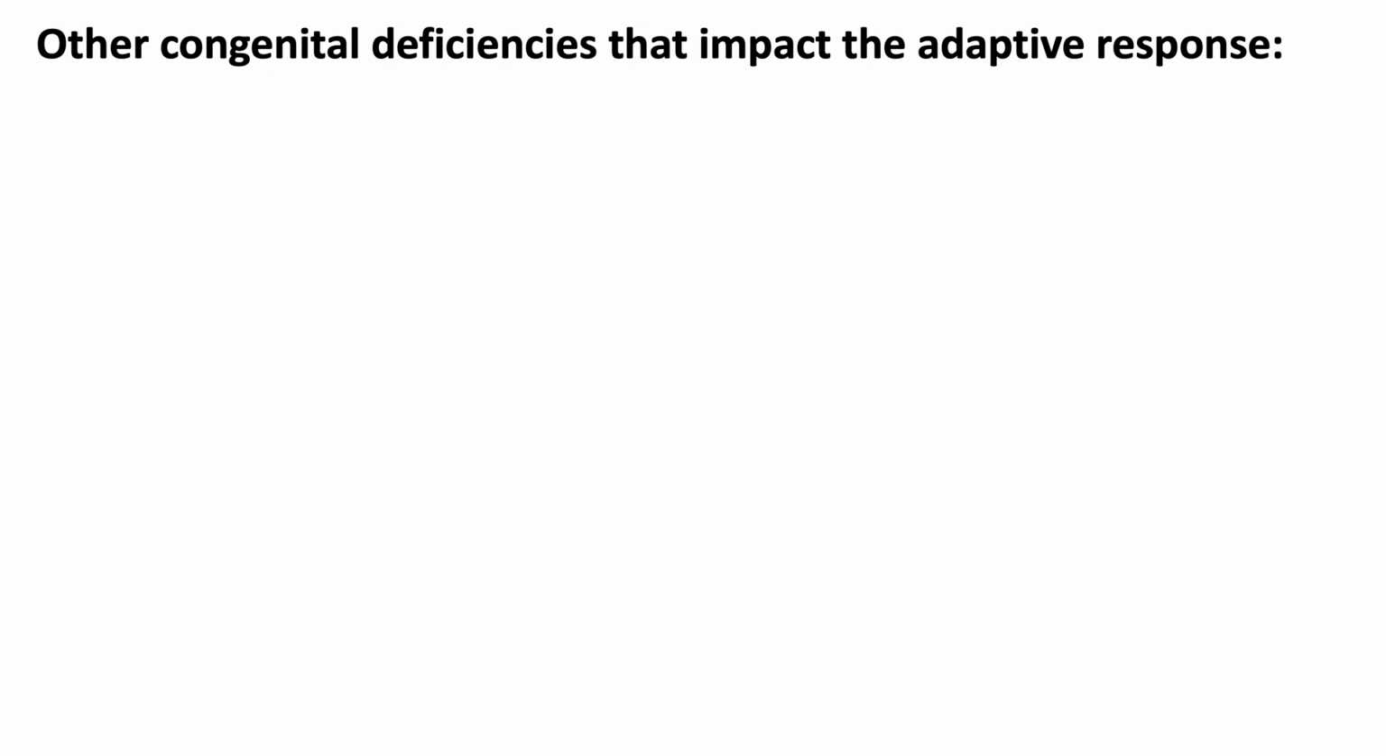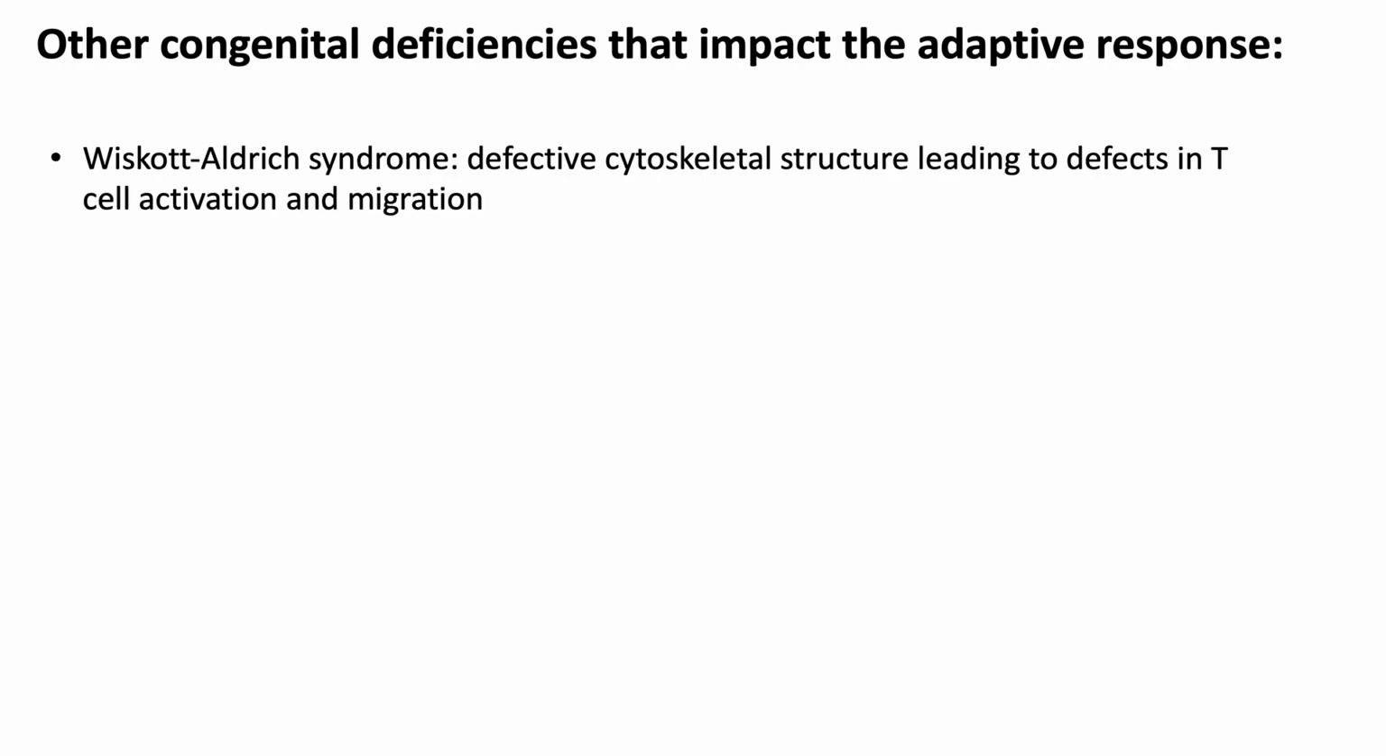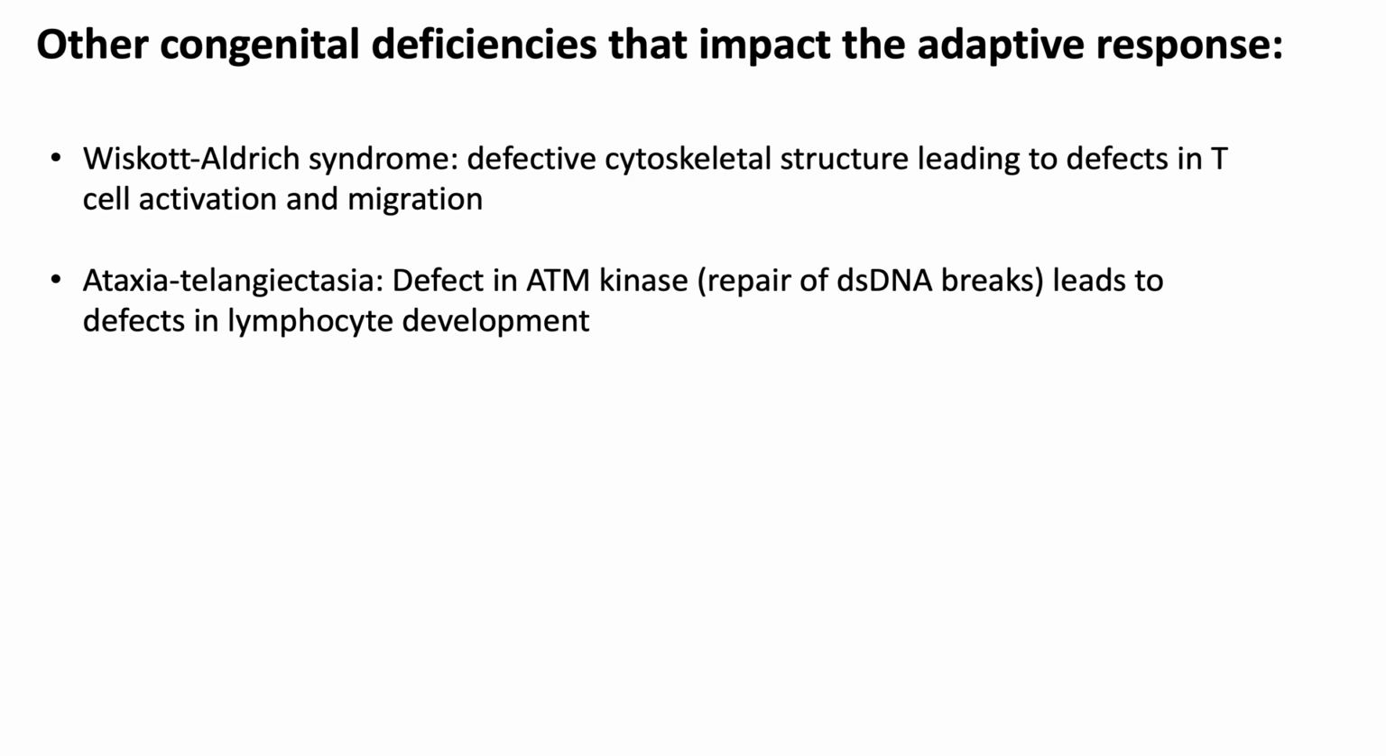Now, there are some other congenital deficiencies that do impact the adaptive response. For the purposes of this TBL, we're kind of skipping over these deficiencies. I'm not going to test you on them. I'm not going to hold you responsible for them for now. But I do want to make you aware of them because they may come up on boards. And one of those is called Wiskott-Aldrich syndrome. This is a defect in cytoskeletal structure that impacts T cell activation and migration. Another is ataxia telangiectasia. This is a defect in the ATM kinase, which repairs double-stranded DNA breaks. This leads to defects in lymphocyte development because, as you remember, all lymphocytes undergo DNA rearrangement to generate their antigen receptor.